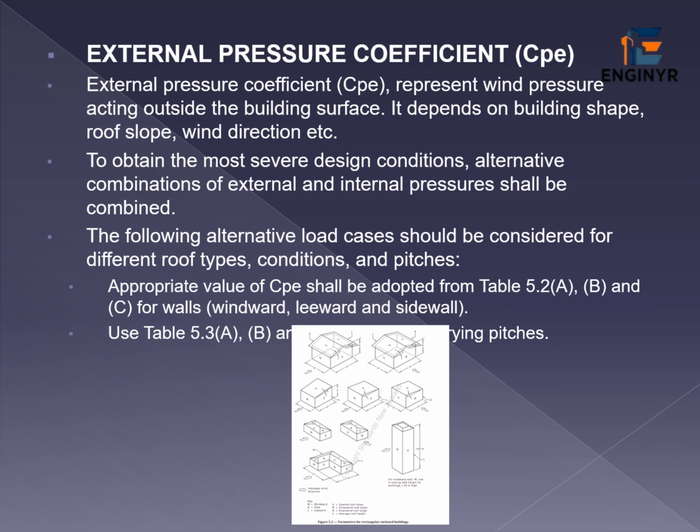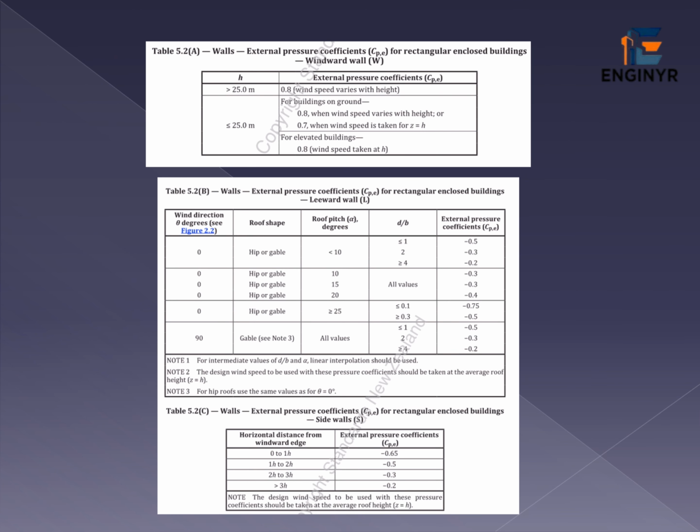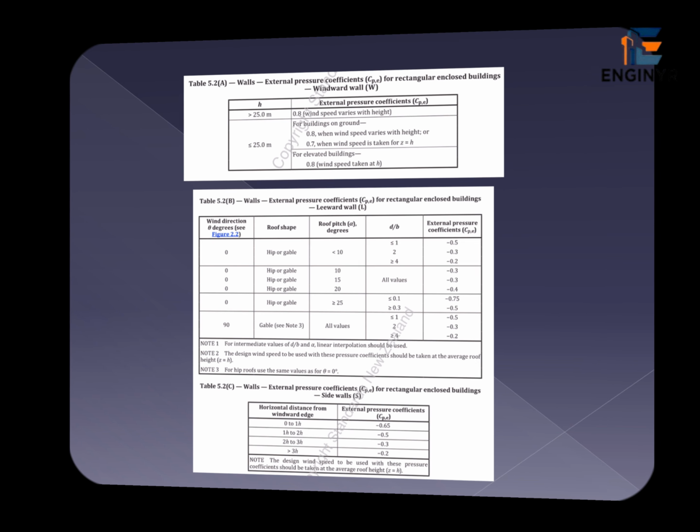The external pressure coefficient, CP, represents wind pressure acting on the outside of the building. It depends on the building geometry, roof pitch, and wind direction. The area reduction factor adjusts wind pressure based on the effective loaded area, while the action combination factor considers the combined effect of wind acting on multiple building surfaces.